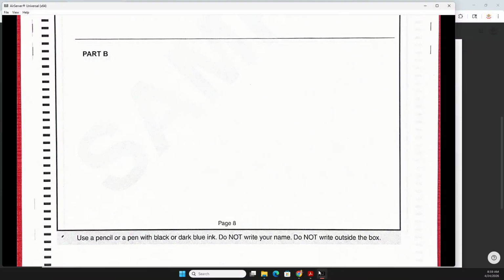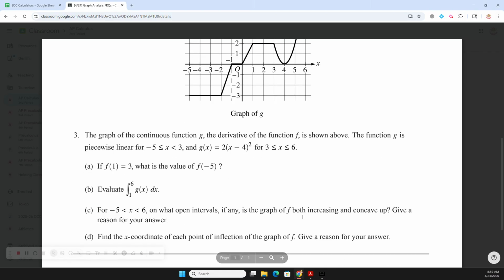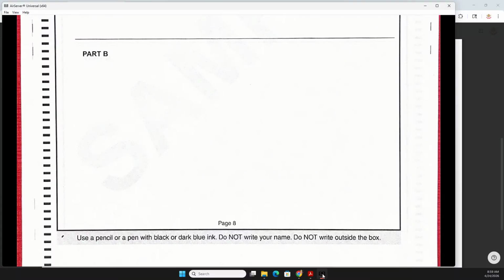Okay, so now let's go back to the question. Question B wants us to evaluate the integral from 1 to 6 of g of x. So write that down. Tell them what you're doing.